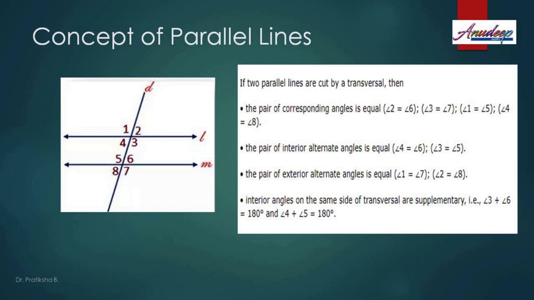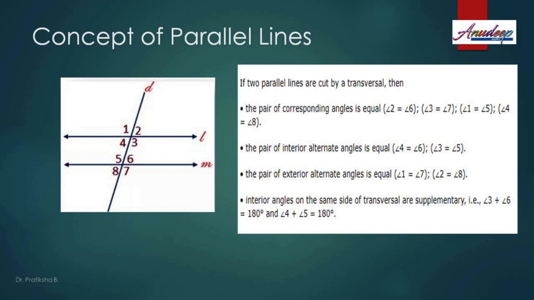When we have two lines and we have the interior angles formed by the transversal, the interior angles on the same side of a transversal are supplementary angles and their addition is equal to 180 degrees. So in the given figure, angle 3 and angle 6 are interior angles situated on the same side of the transversal. So the addition of angle 3 and angle 6 will be 180. Similarly, angle 4 and 5 also form supplementary angles.